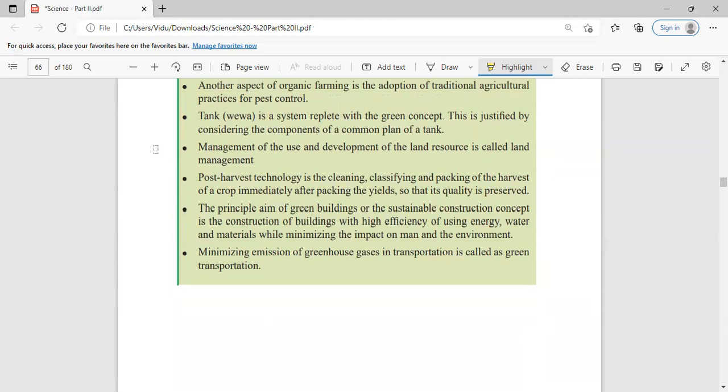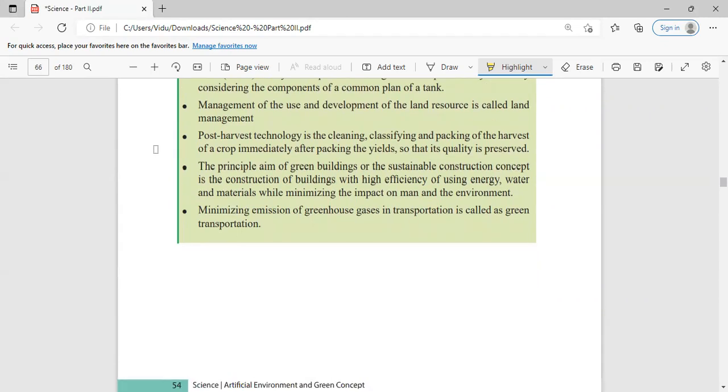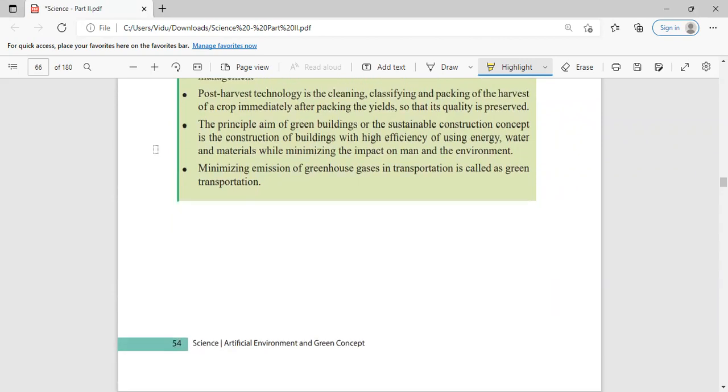Management of the use and development of land resources is called land management. Post-harvest technologies are cleaning, classifying, and packaging of the harvest of a crop immediately after harvesting, so that its quality is preserved. The principal aim of green buildings, or the sustainable construction concept, is the construction of buildings while highly efficiently using energy, water and materials while minimizing the impact on man and the environment. Minimizing emission of greenhouse gases in transportation is called green transportation.